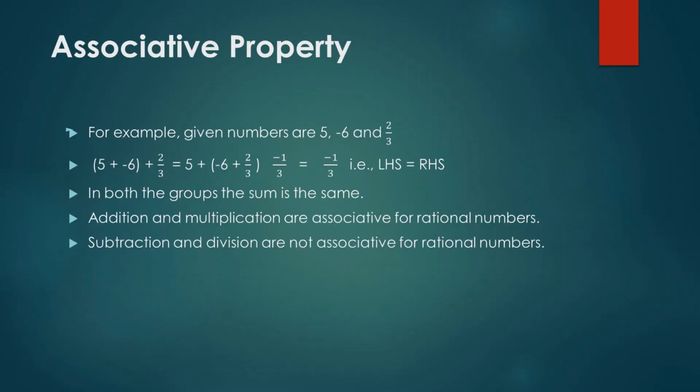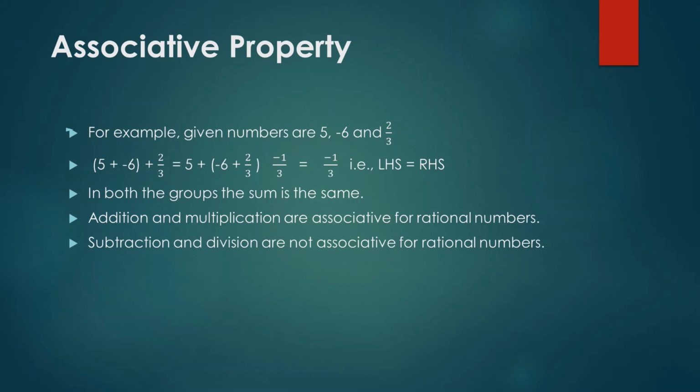For example, the given numbers are 5, minus 6 and 2 by 3. In the first side, means in the LHS, first we add together 5 and minus 6. Then after that we add 2 by 3 to the sum. Then we get the answer minus 1 upon 3. The same way in the right hand side, means in the RHS also, first we add minus 6 plus 2 upon 3 together, then 5 with the answer. There also we get minus 1 upon 3 as the answer.